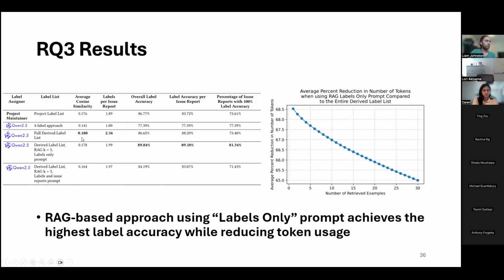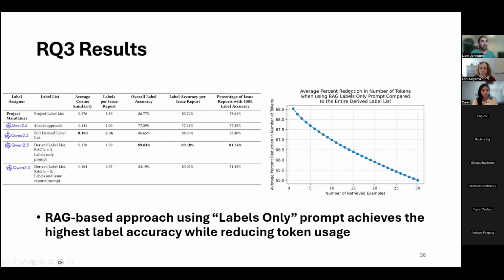So while the full subset achieves the higher cosine similarity, we actually see here that when we look at what the evaluator says, we have 3 metrics here: overall label accuracy, which is just the percentage of labels that were accurate; label accuracy per issue report, which is the proportion of each issue report's labels that are accurate; and then the percentage of issue reports where all the assigned labels were accurate. They actually have higher scores than the full derived label list here. So we can kind of say that the RAG-based approach has higher performance.